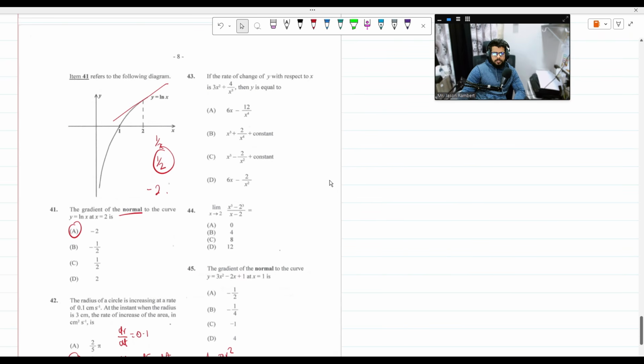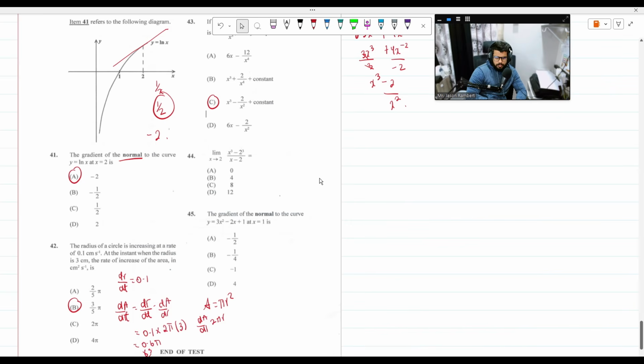If the rate of change of y with respect to x is that, then y is equal to, we have to integrate this. So dy dx is this. So we integrate 3x squared plus 4x to the minus 3. 3x cubed on 3 plus 4x to the minus 2 over minus 2. X cubed minus 2 over x squared. The answer is C.